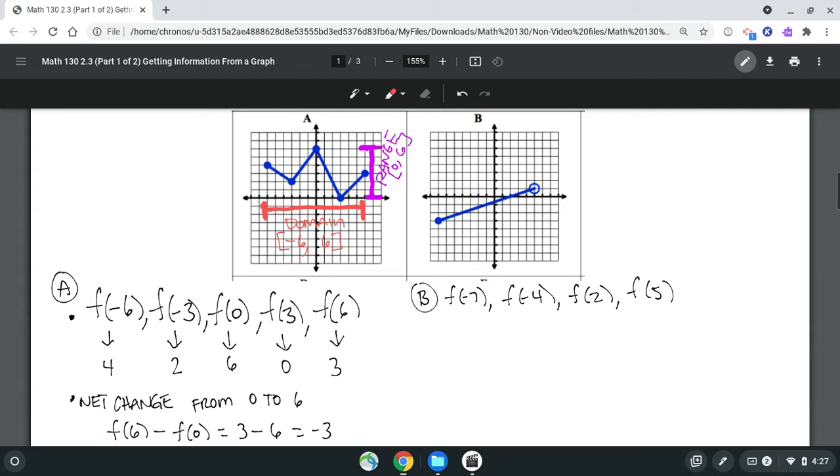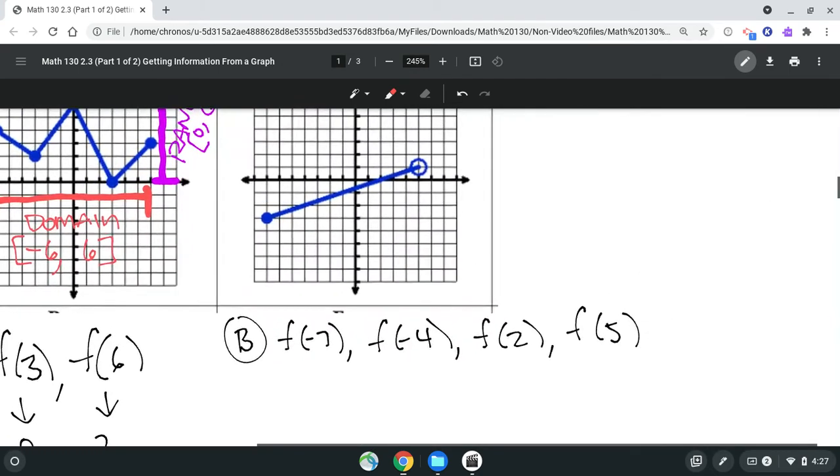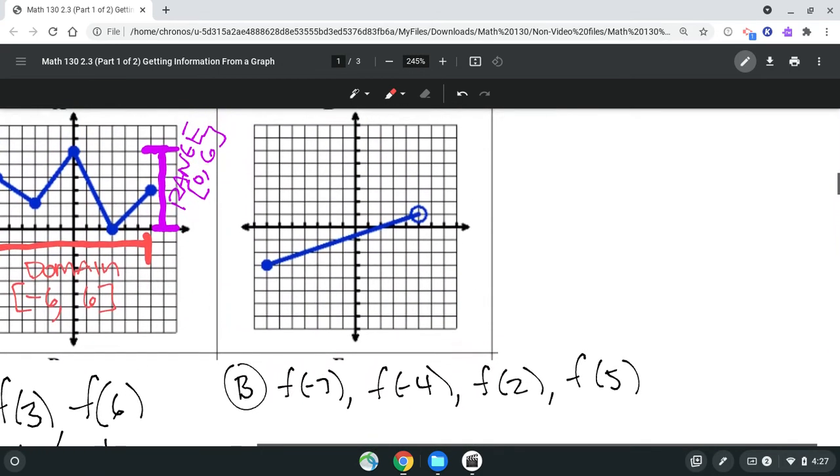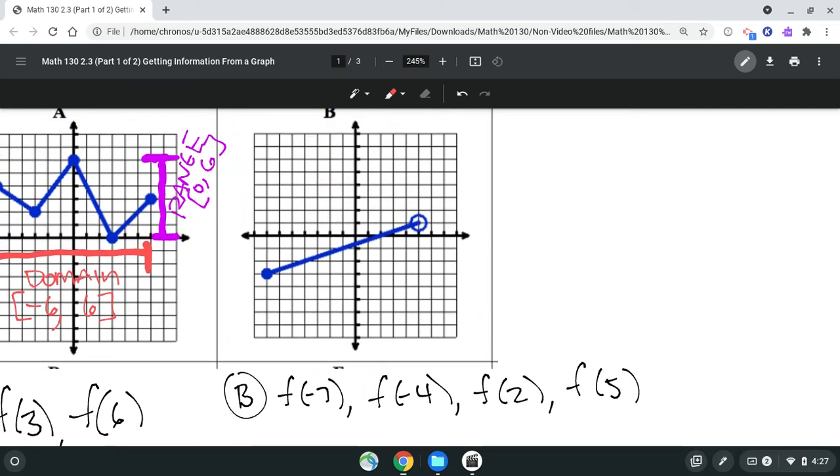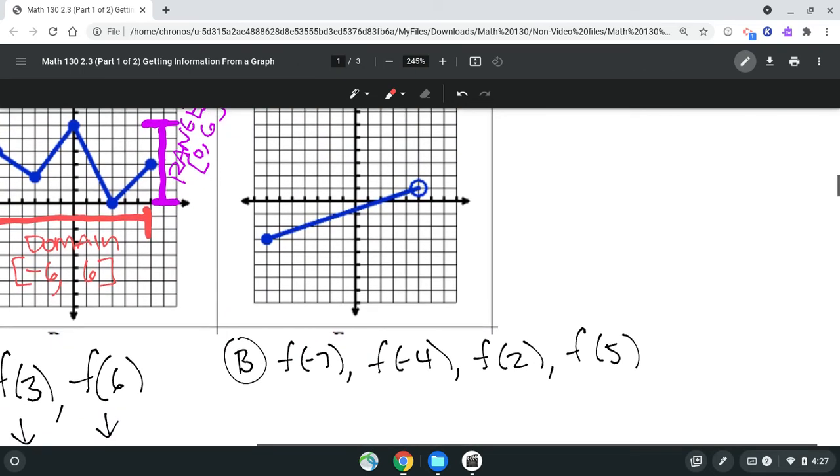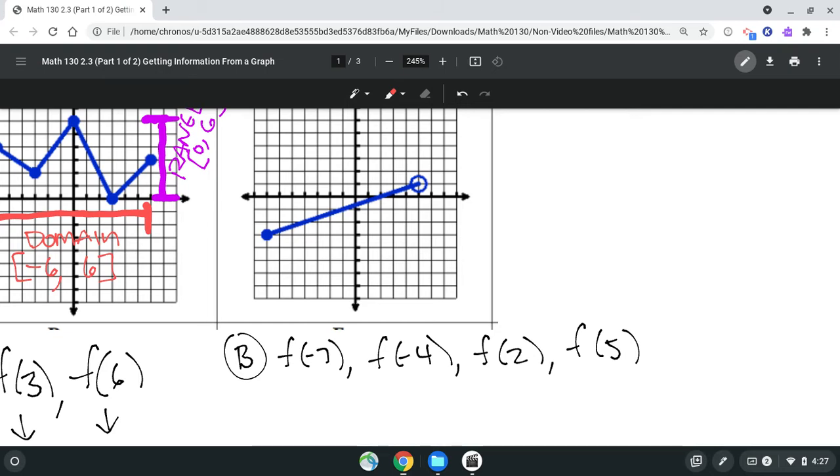Okay, so f of negative 7, here, maybe you need to see it like this. Okay, so let's do that. If you needed me to zoom in to answer this, go ahead and hit the pause button now and do the problems. Okay, so f of negative 7, 1, 2, 3, 4, 5, 6, 7, 1, 2, 3. So f of negative 7 is negative 3.